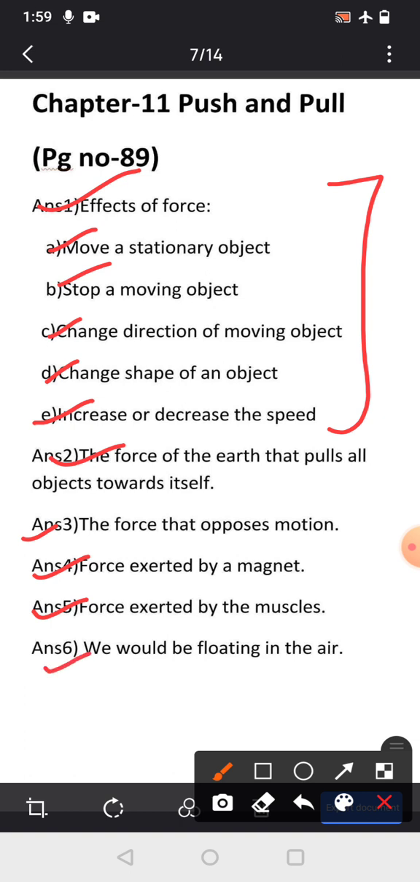And the last one, what would happen if the earth had no gravity? Right, so if earth did not have gravity, we would be floating in the air. Okay, just because of gravitational force, we are attracted. Okay, because earth attracts all objects toward itself, and that is called gravitational force.